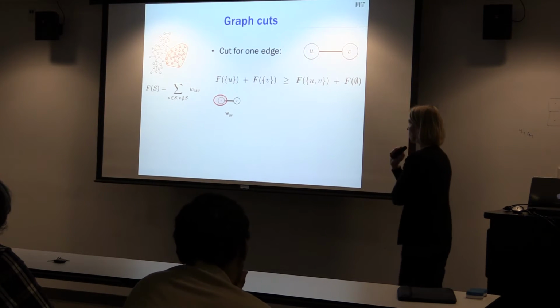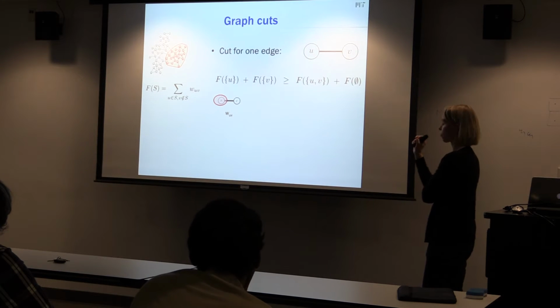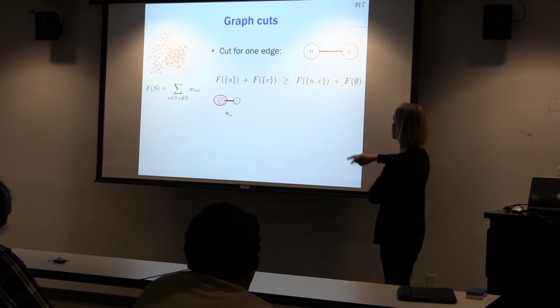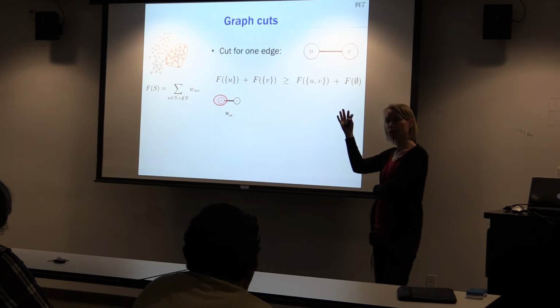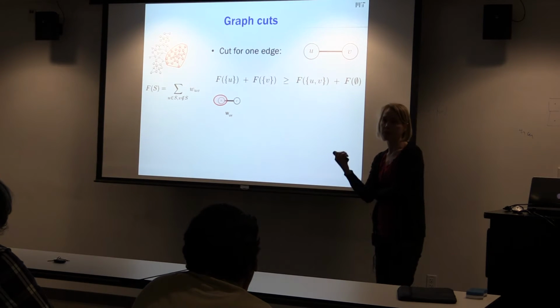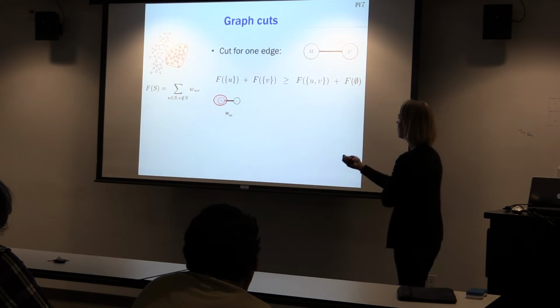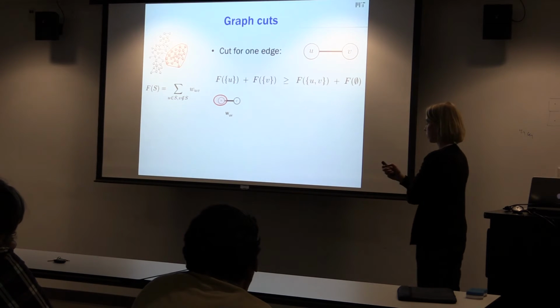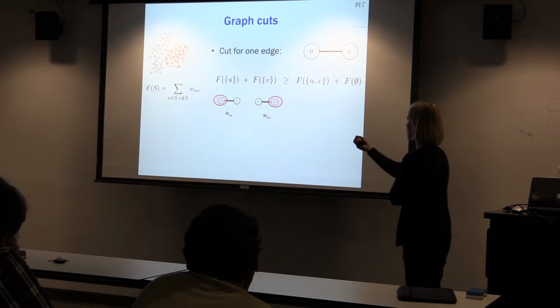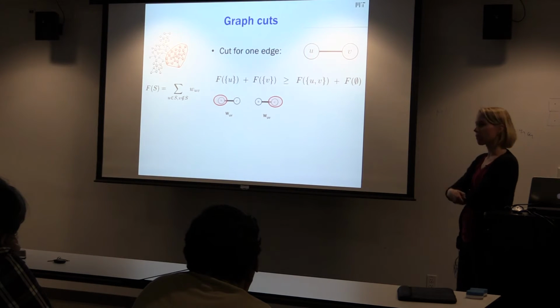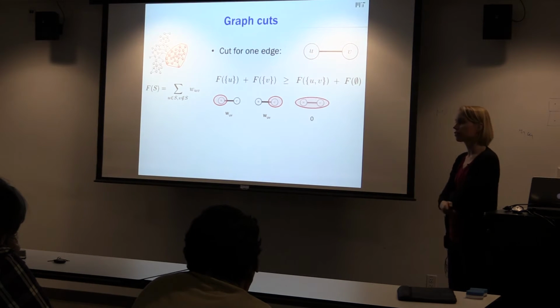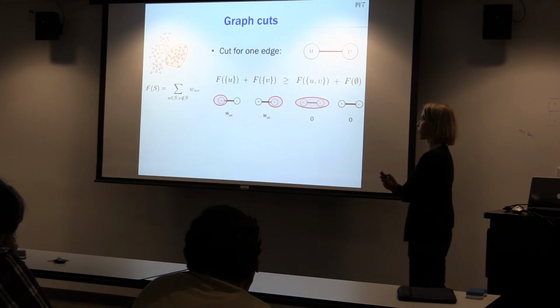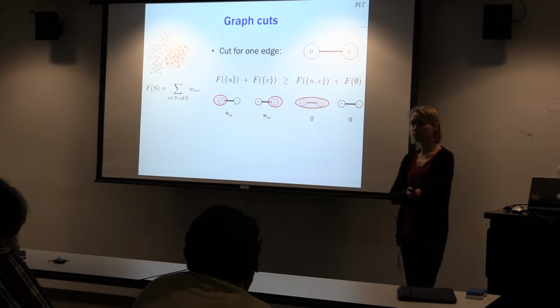So let's look at our graph cut function. For two nodes, the graph cut function is essentially 1, or the weight of that edge, if I pick either one of the nodes. It's 0 if I pick both, or if I pick nothing. So if I pick one of them, the cost function will be the weight. If I pick the other one, the cost function will also be that weight. If I pick both of them, I'm not cutting any edge. If I pick none of them, I'm also not cutting any edge, so it's going to be 0.